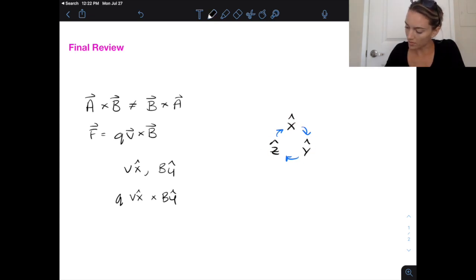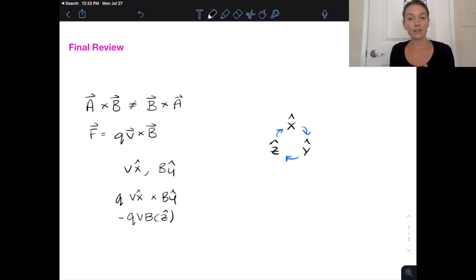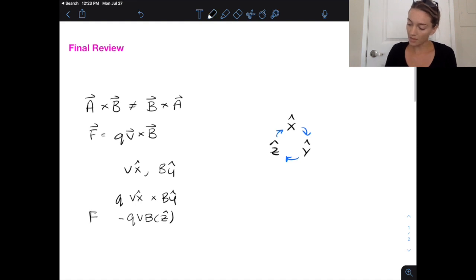So we're going to have QVB in the z hat direction. But this is if Q is positive, right? If Q has a positive sign, then it's just going to be QVB in the positive z hat direction. But if Q has a negative sign, then it's going to negate this whole side of the equation, right? So then, if we have a negative particle, then our force will be in the opposite direction.